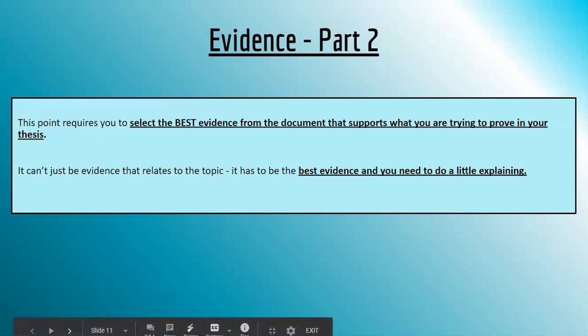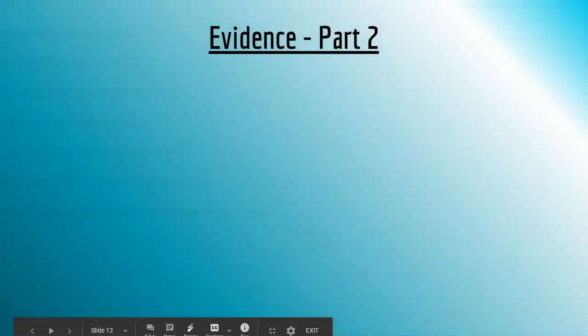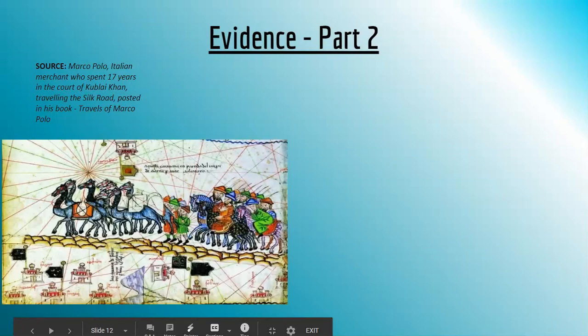So let's take a look at a sample. So evidence part 2. This source is a picture. It's showing Marco Polo, an Italian merchant who spent 17 years in Kublai Khan's court, which was obviously in China, and this is him traveling the Silk Road. Okay, so if your essay is arguing that the impact of the Mongols on Eurasia was increased trade, you somehow have to find the best piece of evidence in this picture that supports it.